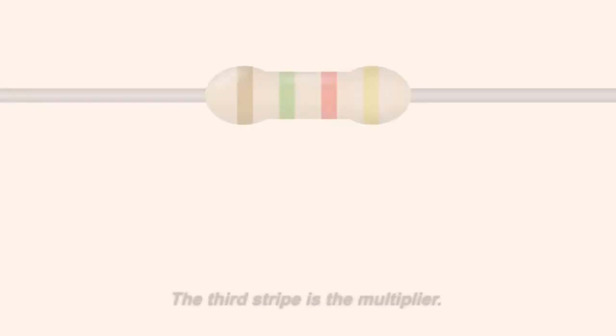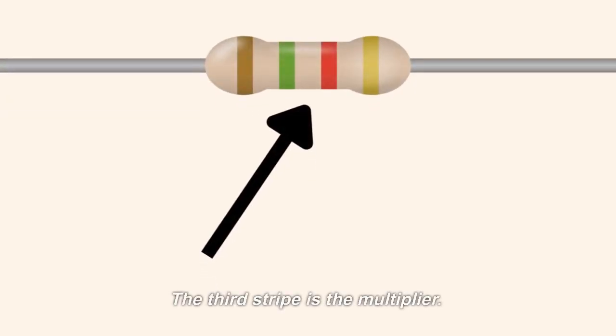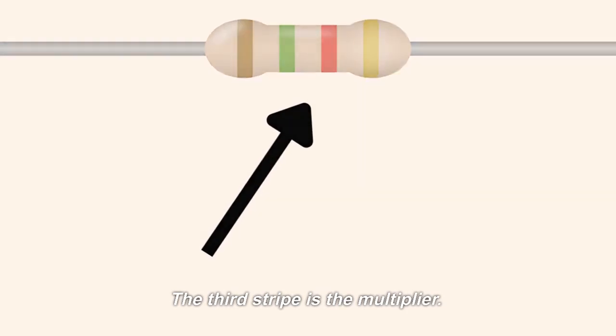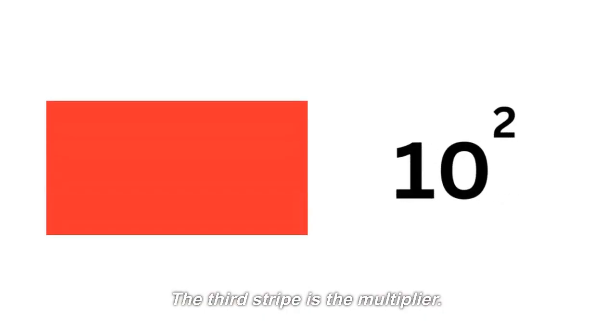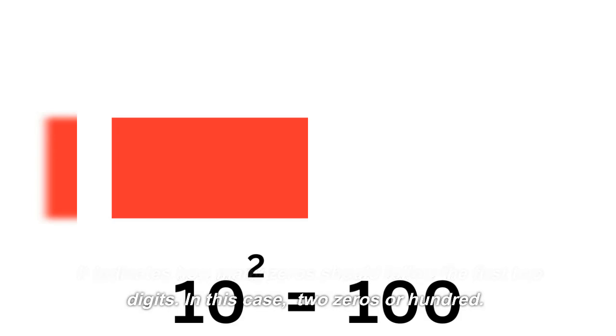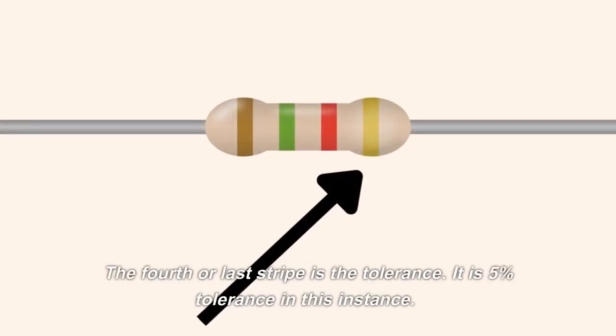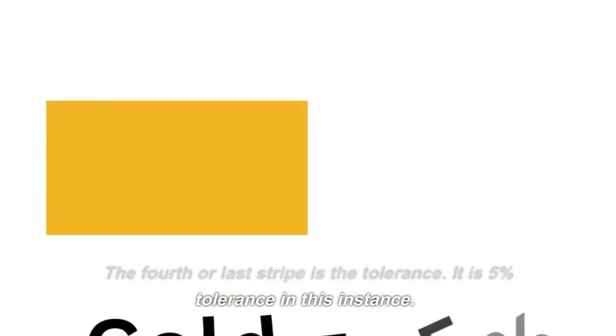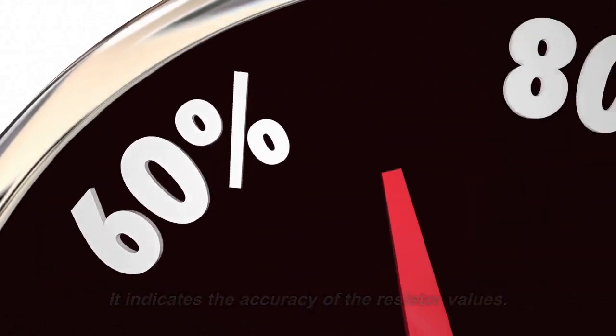Step 3. The third stripe is the multiplier. It indicates how many zeros should follow the first 2 digits. In this case, 2 zeros or 100. Step 4. The fourth or last stripe is the tolerance. It is 5% tolerance in this instance. It indicates the accuracy of the resistor values.